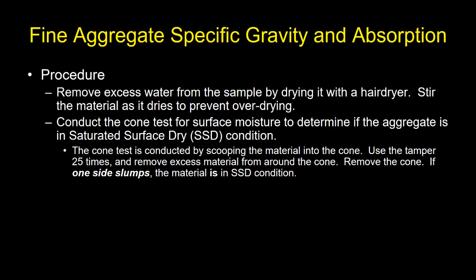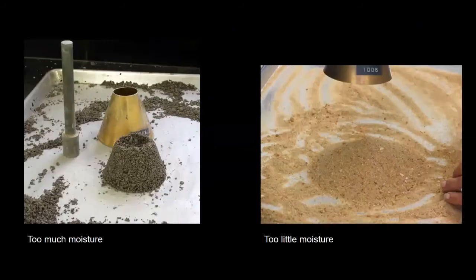And if you remove the cone and the entire cone stays still, like a wet sandcastle, then your sand is still too wet. You need to get it dried out some. But if your sand collapses completely, you know it's too dry, so you have to add moisture to it. So you use that little tamping rod 25 times, and you just tamp it very lightly, remove the cone. If one side slumps instead of the entire thing, then you know that it is an SSD condition.